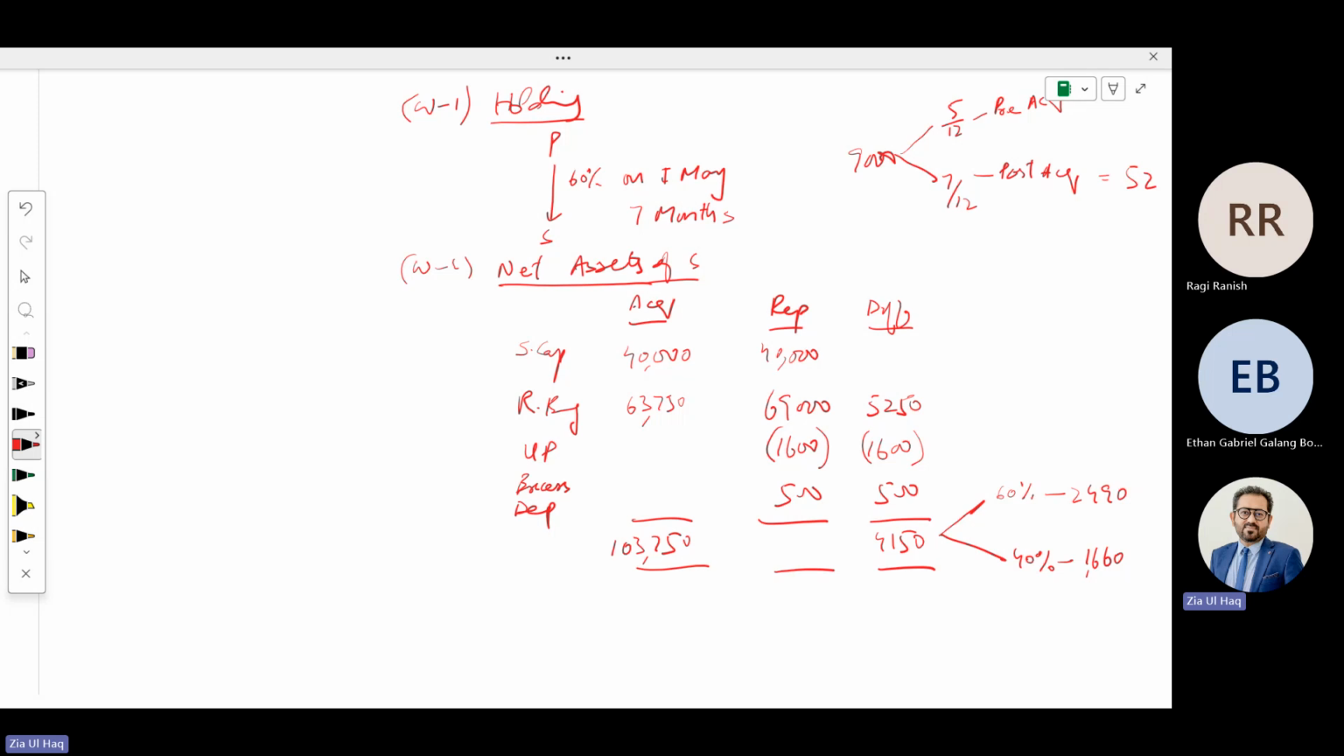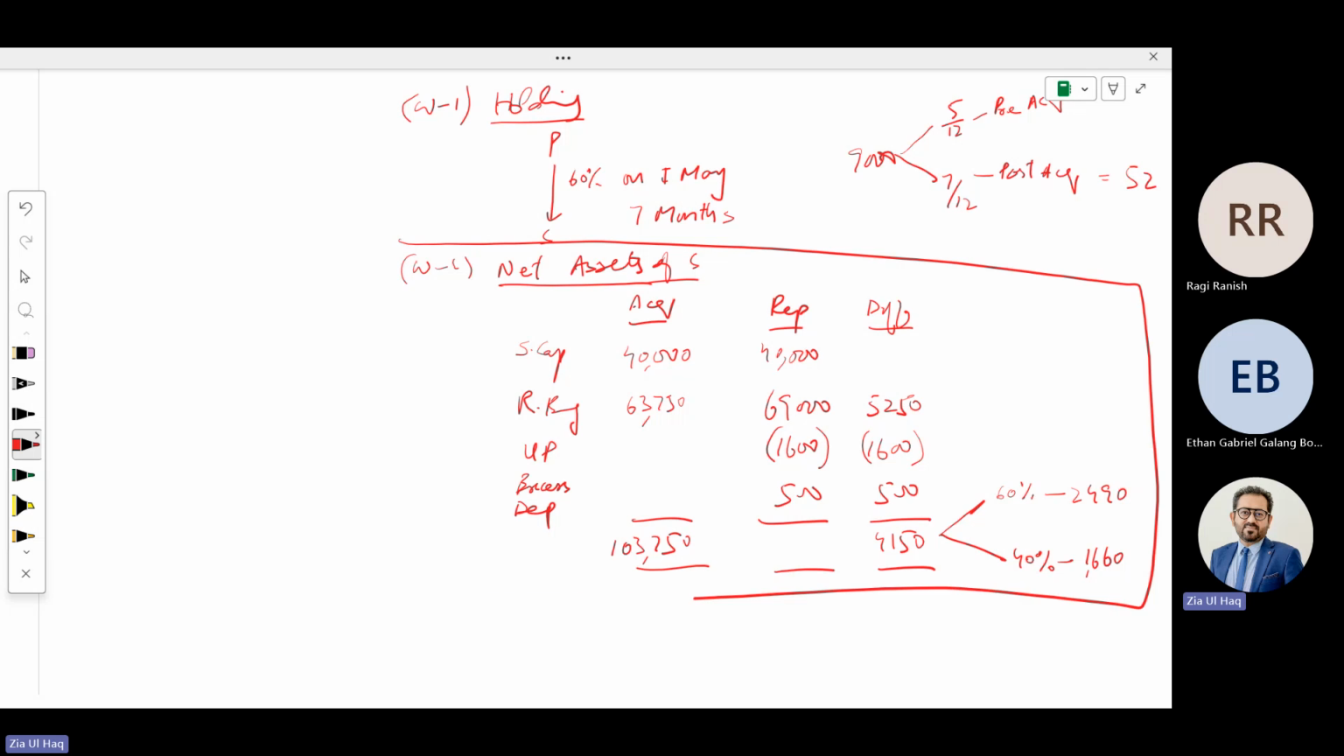Can you understand this? This was the easiest working. In this question, it became difficult, because the subsidiary retained earnings at acquisition date was not given, and the subsidiary was acquired during the year. They provided information that the complete profit for the year is 9,000. But we didn't acquire at the start of the year, we acquired during the year. So how much is profit generated after acquisition?